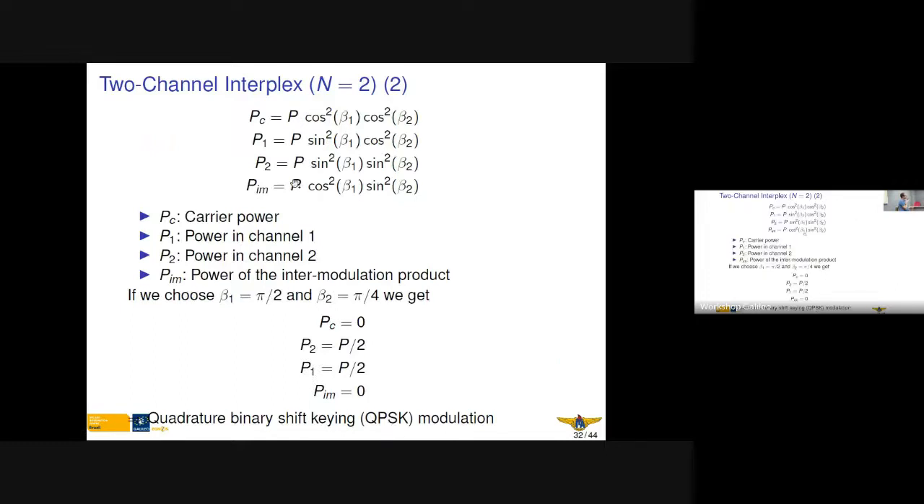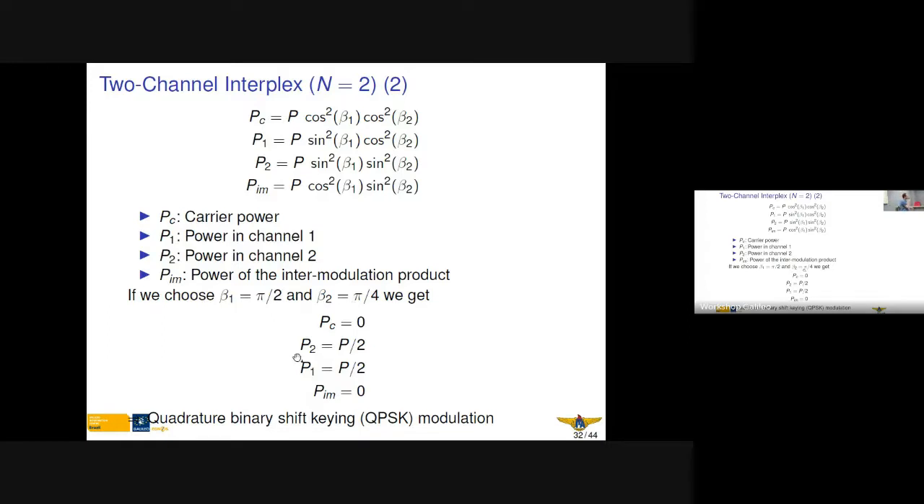And this is then this power, the intermodulation power. What we can do now, first we can choose beta 1 equals pi half, and then the carrier power disappears, becomes 0, which is good because it doesn't transmit any information, right? So we choose the angle beta 1 equals pi half, and if we want to achieve equal power between signal 1 and 2, we can choose the modulation angle 2, so beta 2, to be pi over 4.